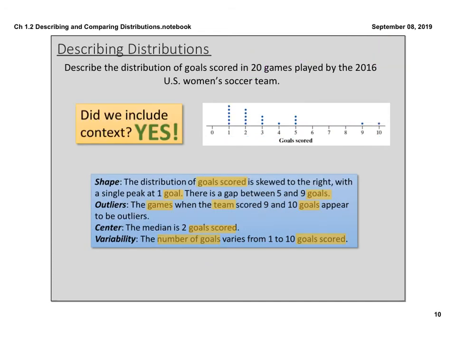All right. One other thing to make sure that we did: did we include context? And the answer is yes. Every single statement referenced goals. The distribution of goals scored with a single peak at 1 goal. There's a gap between 5 and 9 goals. The games where the team scored 9 and 10 goals appear to be the outliers. The median is 2 goals scored. The number of goals varies from 1 to 10 goals. So all of that is necessary. If you don't put context in your sentences, you will automatically lose credit if this were the AP exam. You have to list that context.